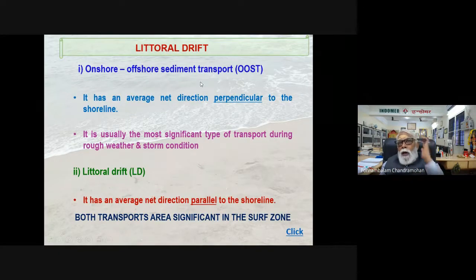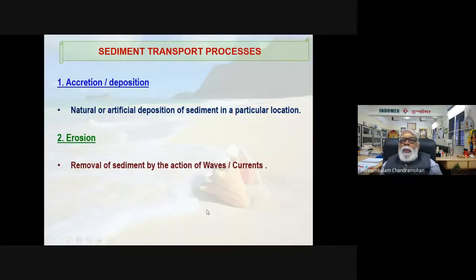Offshore-onshore sediment transport means the part of the littoral drift which is moving into the sea and also coming back in the perpendicular direction. Littoral drift is the one which is going parallel to the shoreline. So when you talk about the sediment moving in the surf zone, both onshore-offshore and littoral drift, one has to apply their mind and try to quantify. Why do we need to? What happens with the littoral drift?